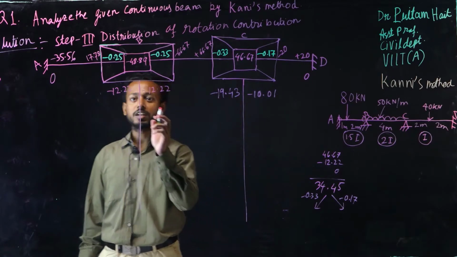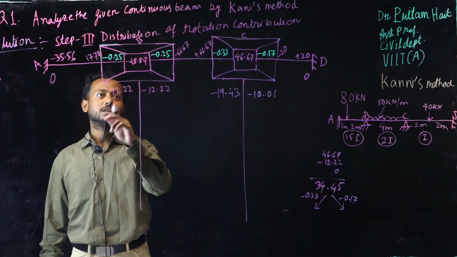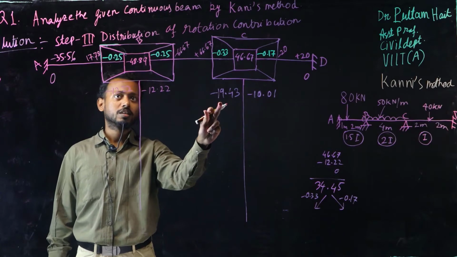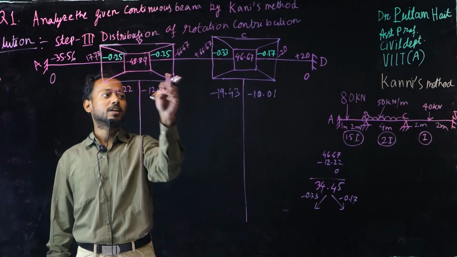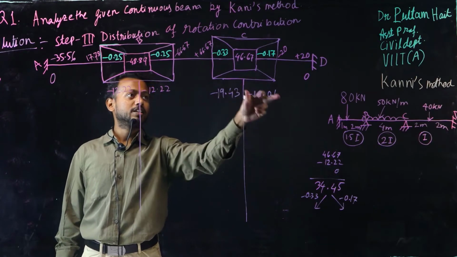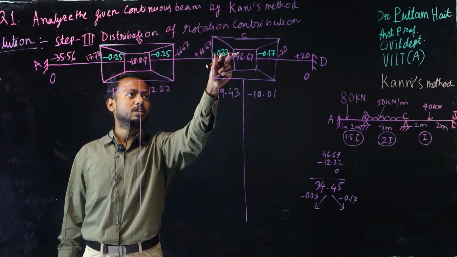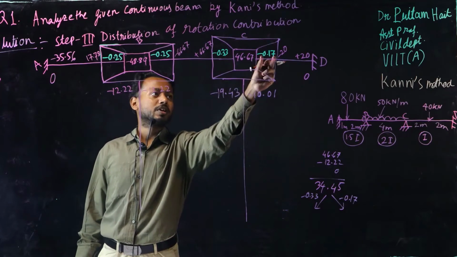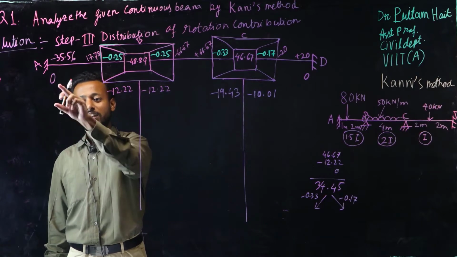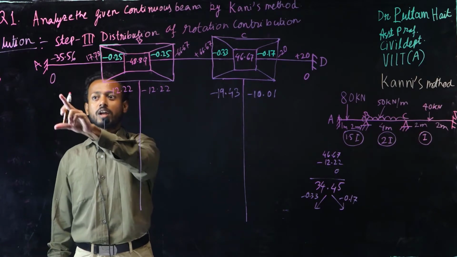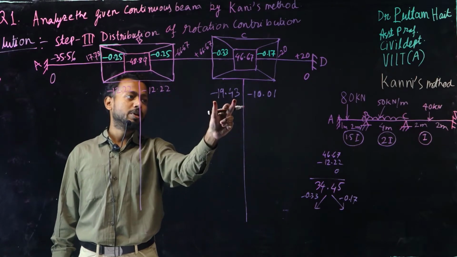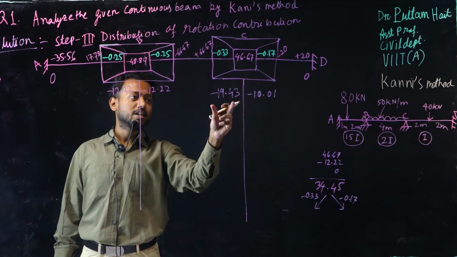So come to this side, you add this moment and this moment. In this way you add these three moments, multiply with this factor, write it here, multiply with this factor, write it here. Again come to this side, here all the moments will be 0. So this moment plus this moment. Once you have used this moment, you mark it and come to the next line.